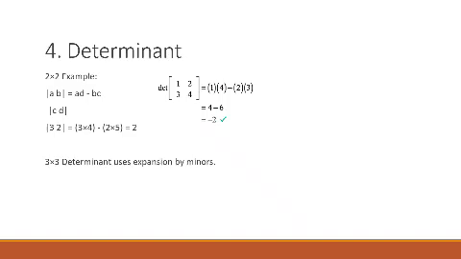So here we have a 2 by 2 matrix. The determinant of a 2 by 2 matrix is AD - BC. So we have a matrix with the elements 1, 2, 3, 4. Then the determinant of this matrix is -2.